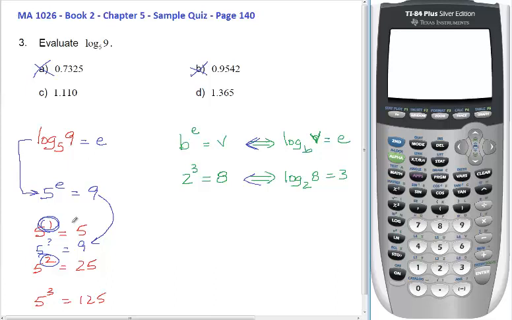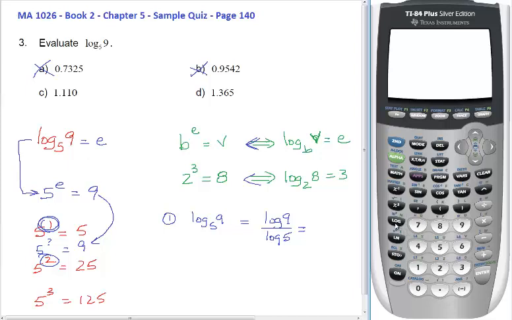Luckily for you, you have that button on your calculator. We could do it a couple of ways. One of the ways to do it is to change to base 10. There's a rule, and I've discussed it in the previous multiple choice: log base 5 of 9 would be the same as log 9 over log 5. And that's the way we had to do it when we only had the single log button on our calculator.